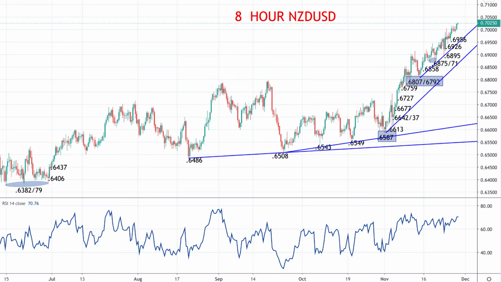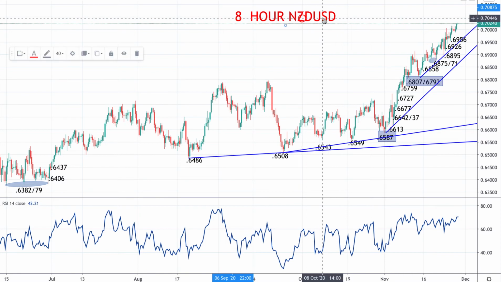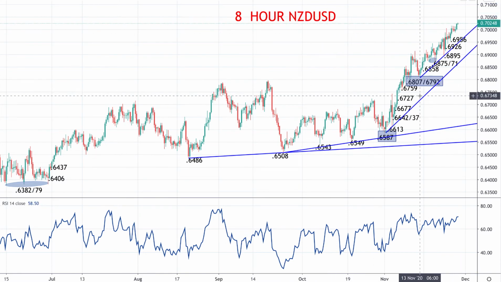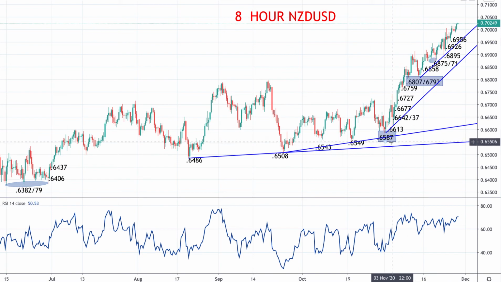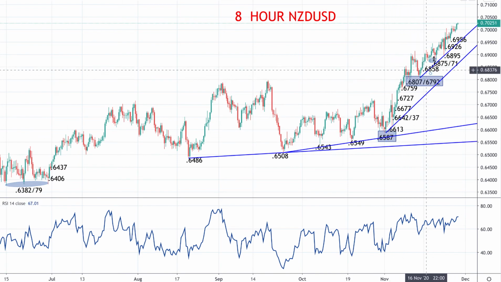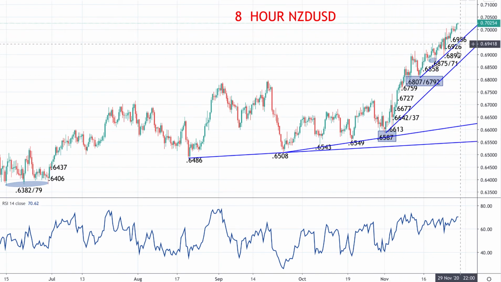I'm going to start off with our poster boy, really, the New Zealand dollar, which is completely continuing this uptrend that we saw from early November, re-energizing that in the second half of November and continuing to make new multi-week, multi-month, multi-year highs.